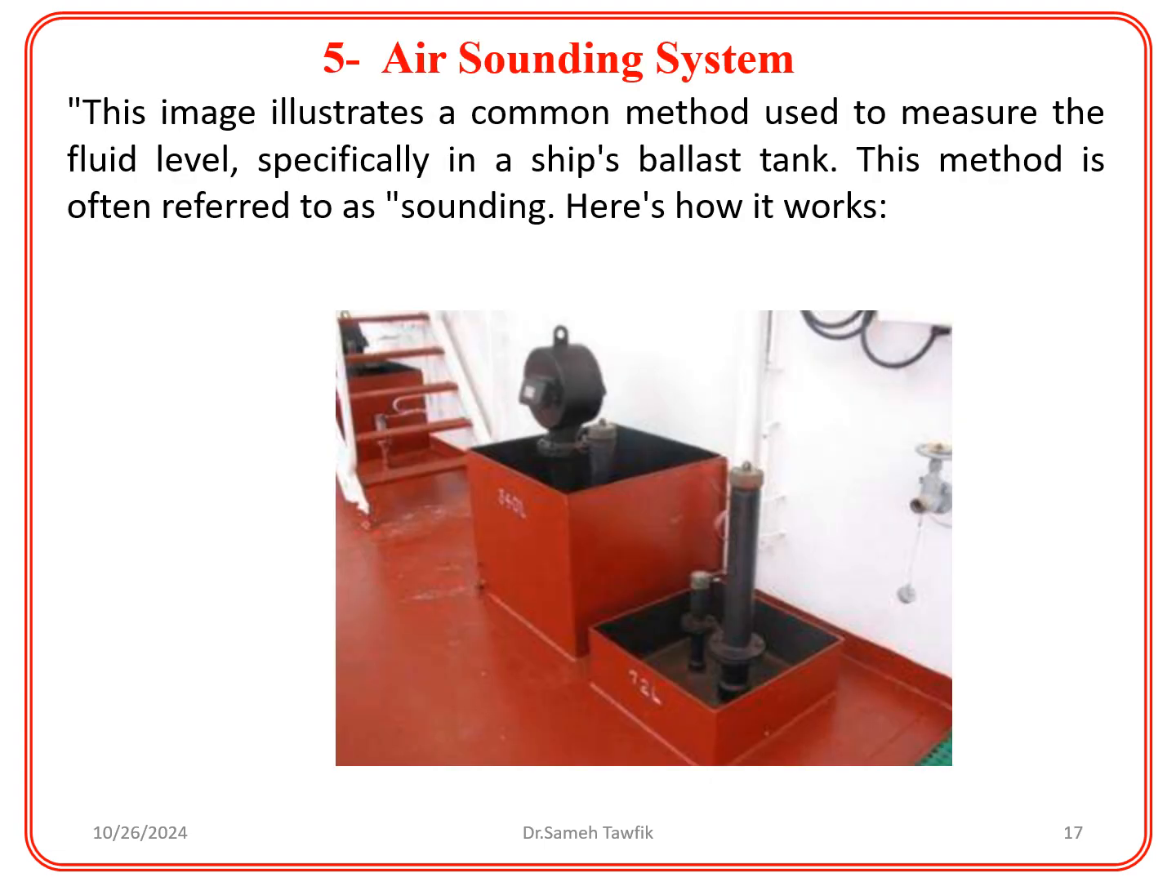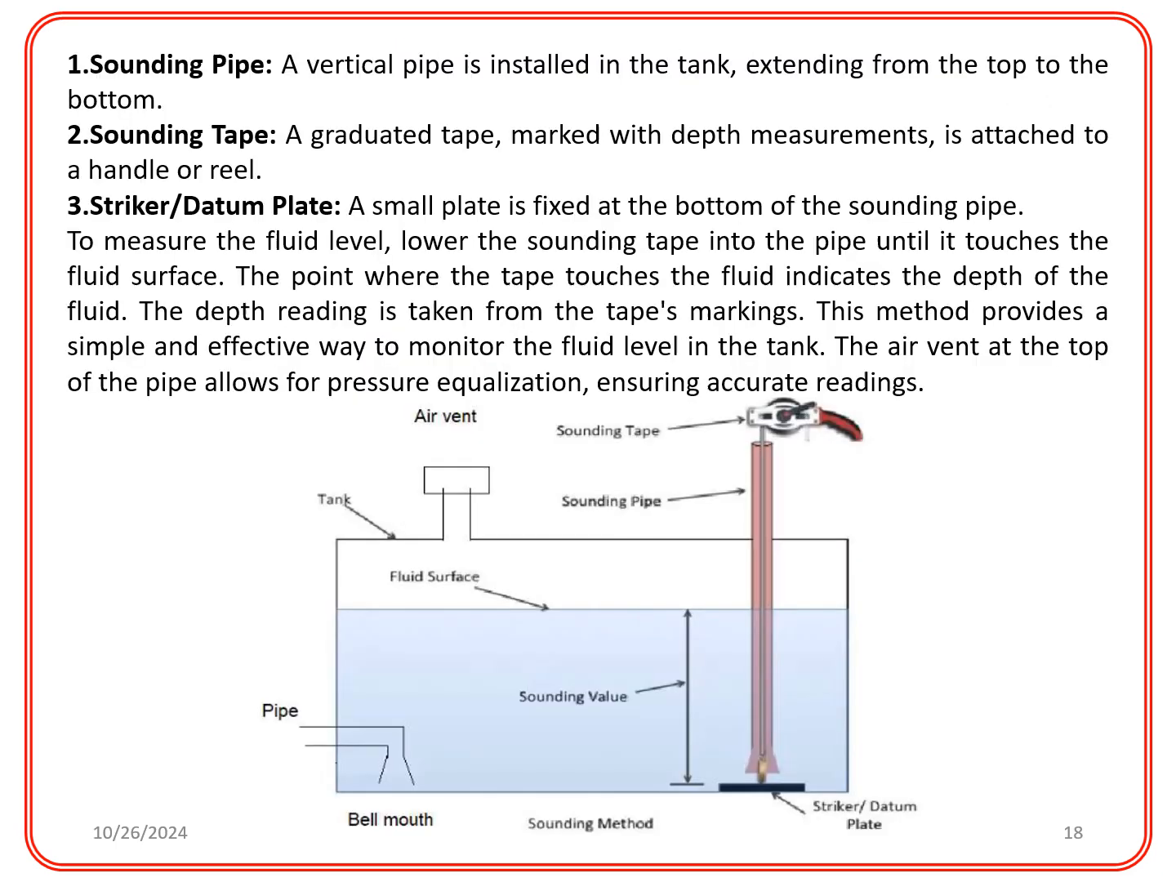5. Air sounding system. This image illustrates a common method used to measure the fluid level, specifically in a ship's ballast tank. This method is often referred to as sounding. Here's how it works. Sounding pipe. A vertical pipe is installed in the tank, extending from the top to the bottom. Sounding tape. A graduated tape, marked with depth measurements, is attached to a handle or reel. Striker. Datum plate. A small plate is fixed at the bottom of the sounding pipe.